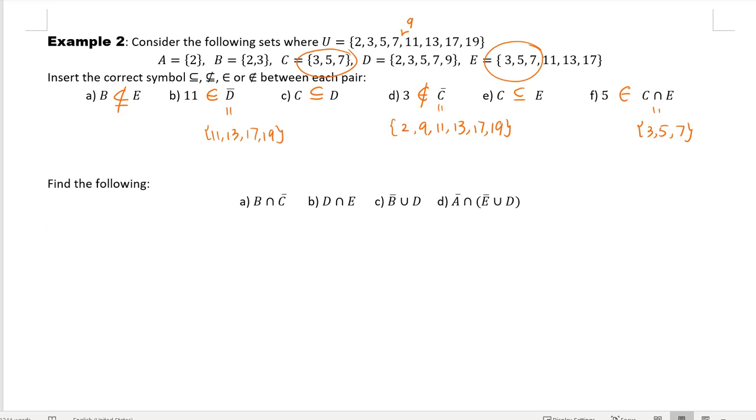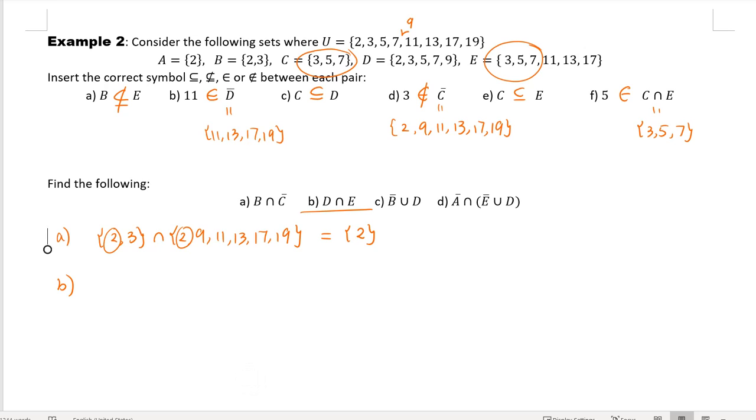Find the following. Part A, B and C complement. B is 2, 3. C complement, we already figured out right here. So 2, 9, 11, 13, 17, 19. Okay, we're talking about intersection, so looking at the common element. 2 is the common element, 3 is not. So actually only the 2 is the common element. So this is the intersection.